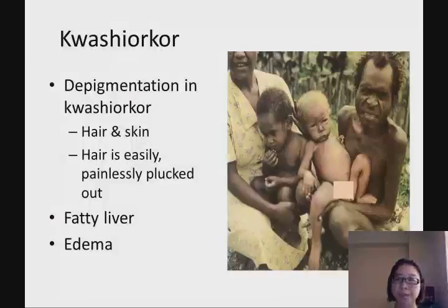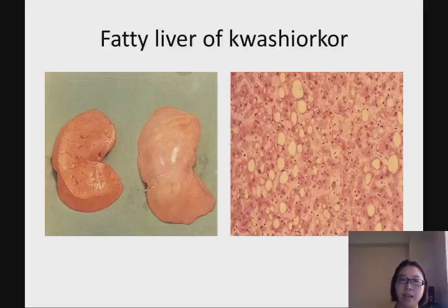And then this figure shows you more clearly the hair color changes, which we call depigmentation, because supposedly they should have an adequate amount of protein to make pigments, but because right now there is not an adequate amount of protein, you can see depigmentation. Okay, they're going to have fatty liver and edemas.